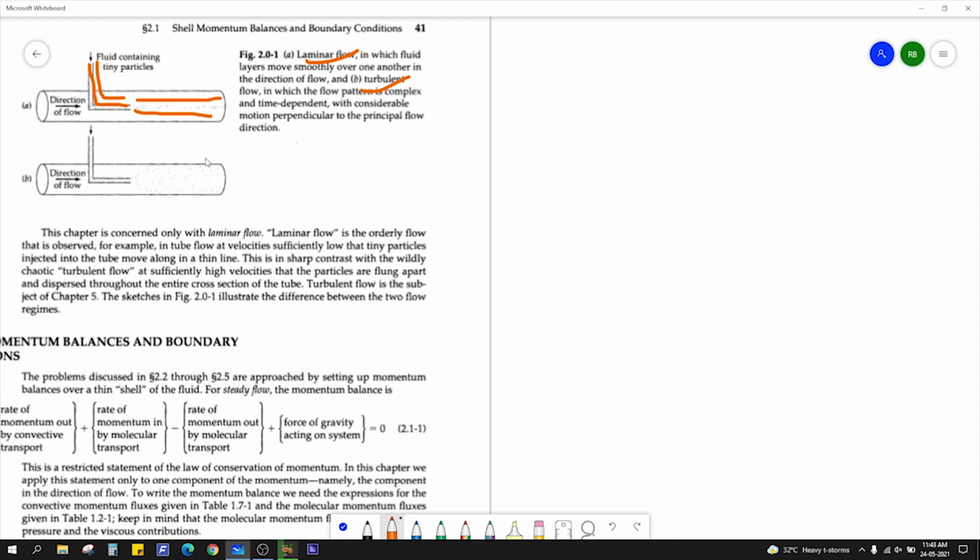Okay, but in case of turbulent flow, you can say it's a random motion, right? There is chaos here. It's not very orderly. So this is turbulent flow. Okay, you can check on YouTube how the flow is seen. Okay, so we'll start with momentum balances.